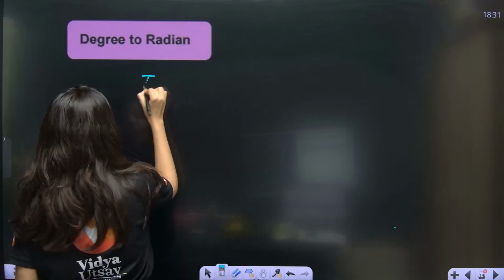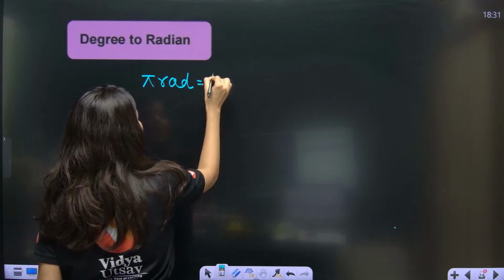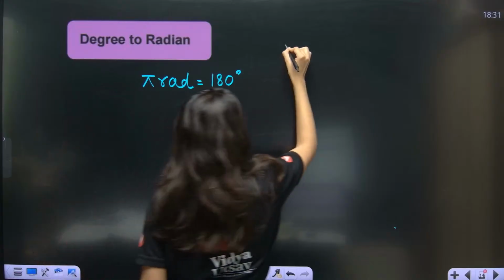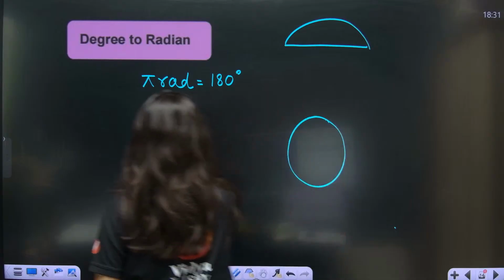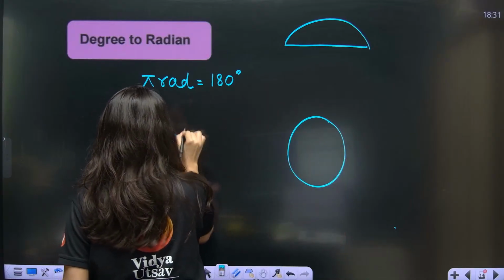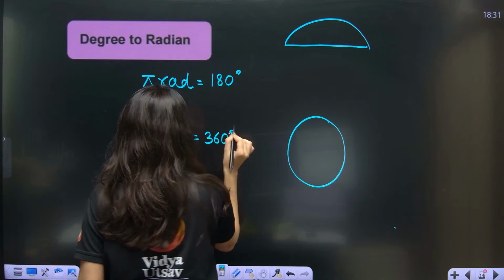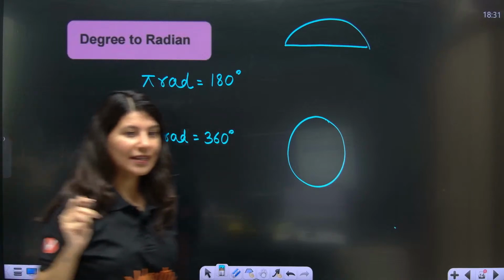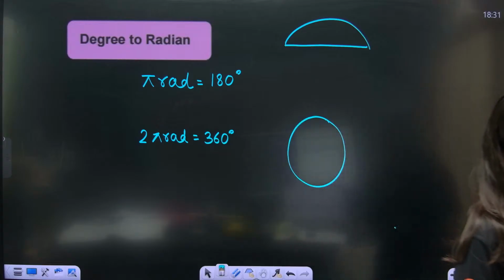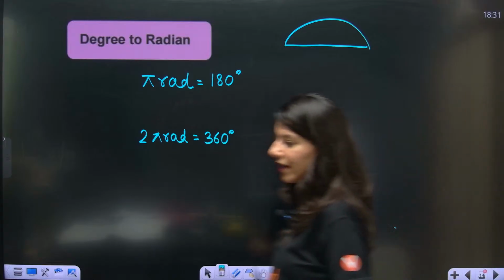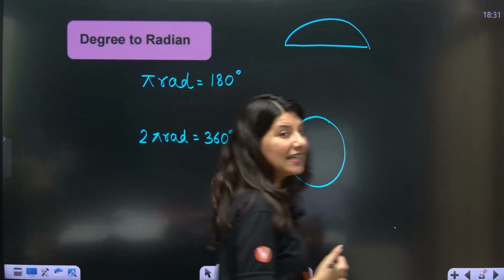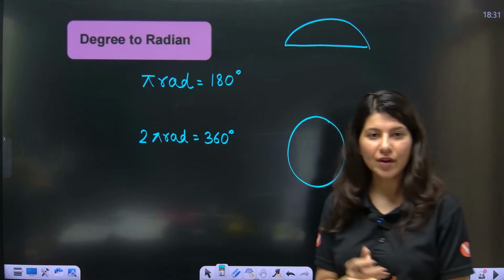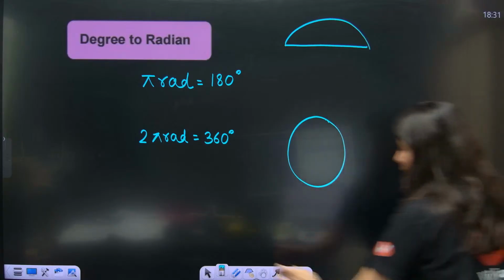So degree to radian. Now let's talk about degree to radian. Pi radian is equal to 180 degree. Okay, so pi radian is 180 degree. And for a full circle, obviously 2 pi radian is equal to 360 degree. Okay, everybody? Clear? Now what we are going to do is degree to radian conversion.